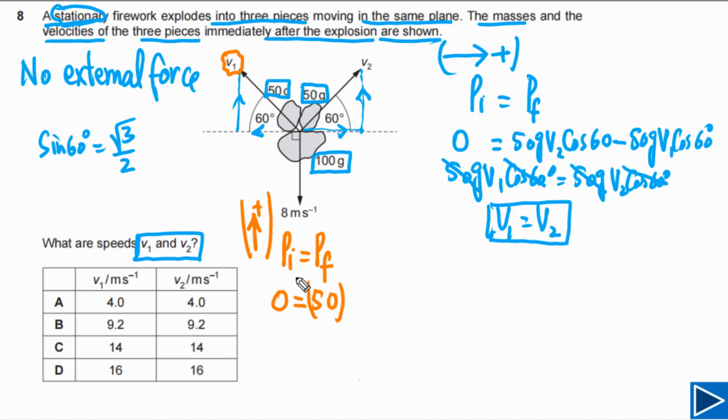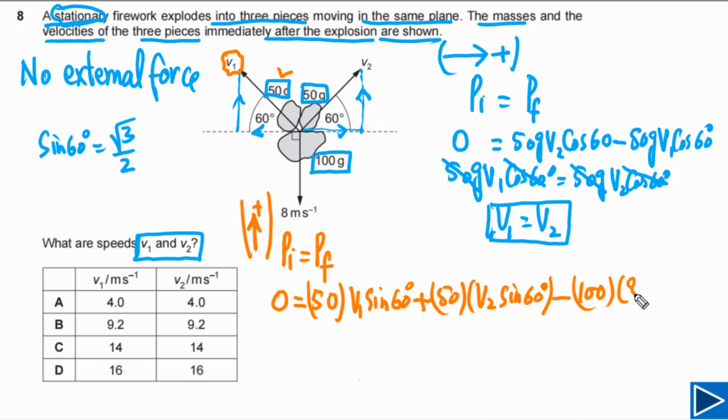So I have written 50 grams as the mass of this piece, and the velocity component along the vertical is V1 sine of 60 degrees, plus the momentum of the second piece along the vertical. The mass of the second piece is also 50 grams and the velocity component along the vertical is V2 sine of 60 degrees. Now the momentum of the 100 gram piece is downward, so we take this as negative. We write its mass multiplied with its velocity, and the velocity is negative because downward is negative.